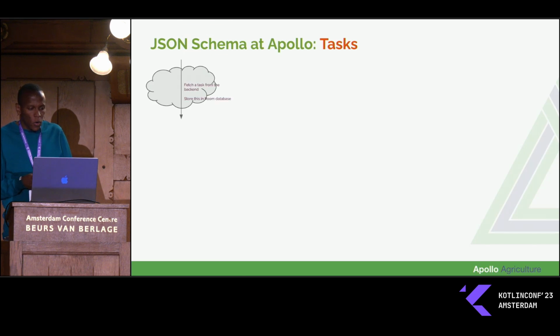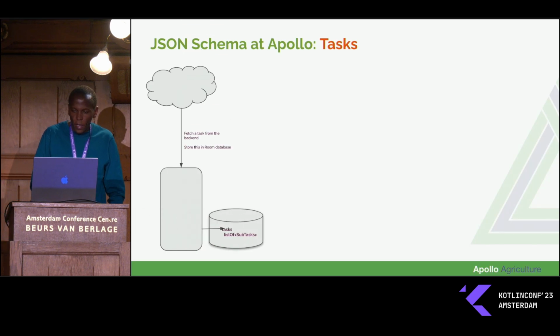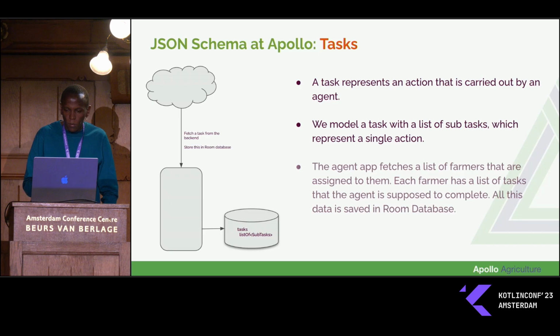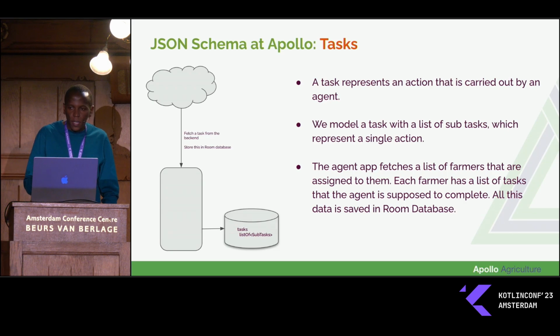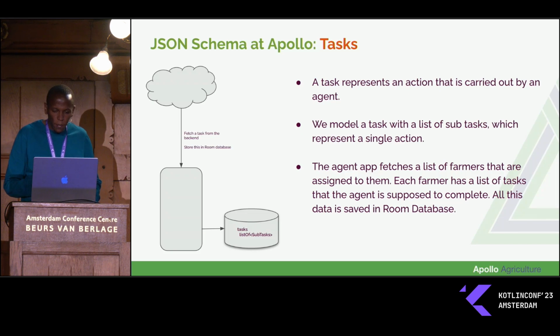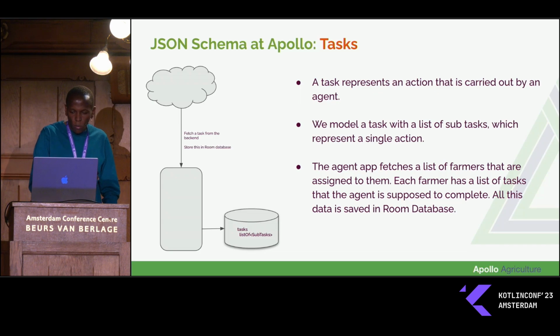Let me dive deeper into the tasks and what tasks mean at Apollo. A task represents an action to be carried out by an agent. Each task has a list of subtasks that the agent has to complete. Once you download the app, we fetch the list of farmers assigned to a particular agent. The assigning is per ward. We have an administrative level called ward in Kenya, and you are assigned farmers in your ward.